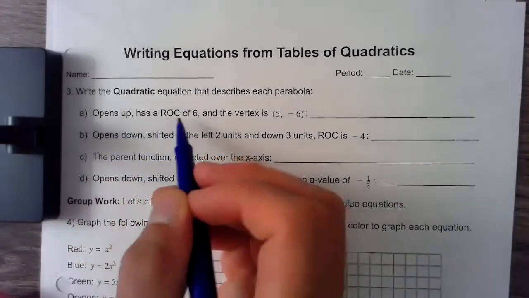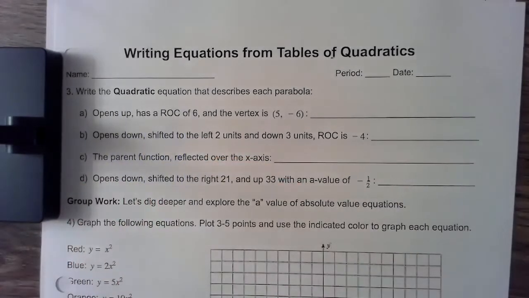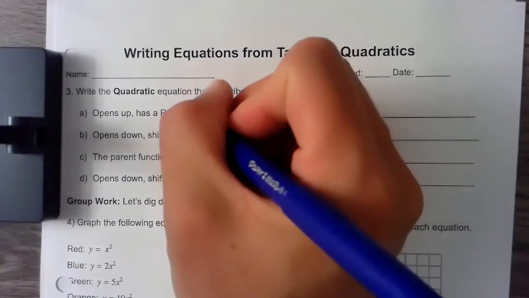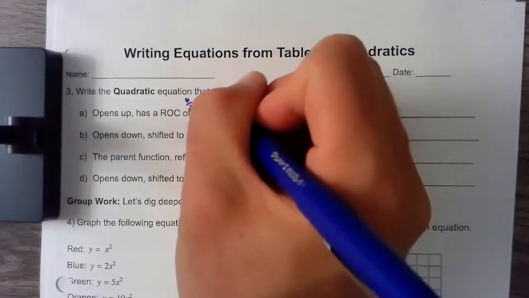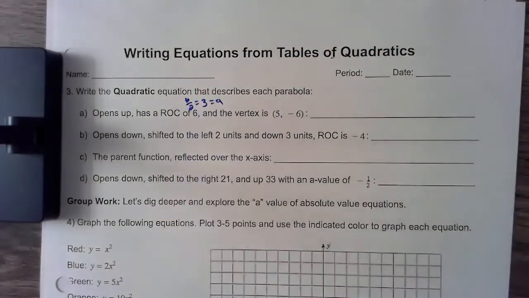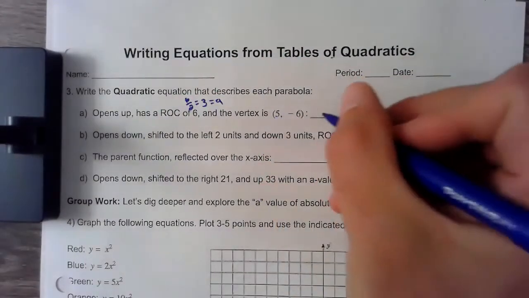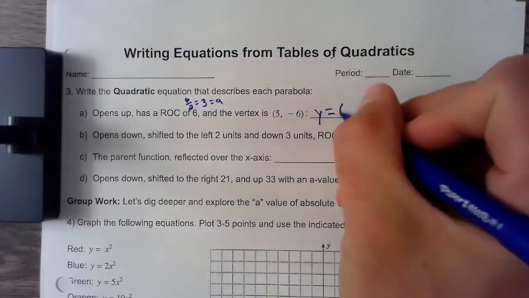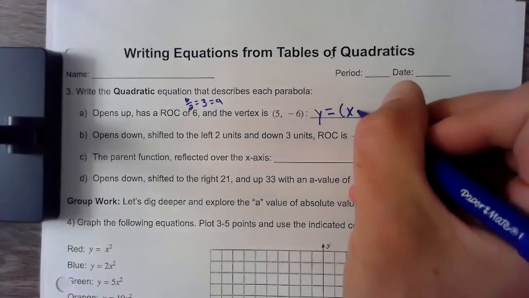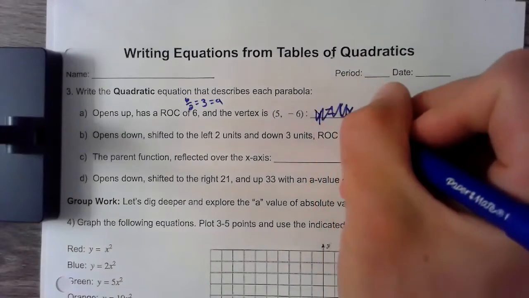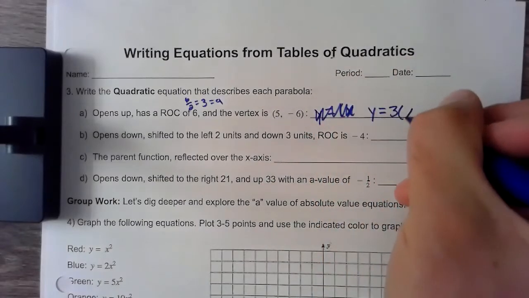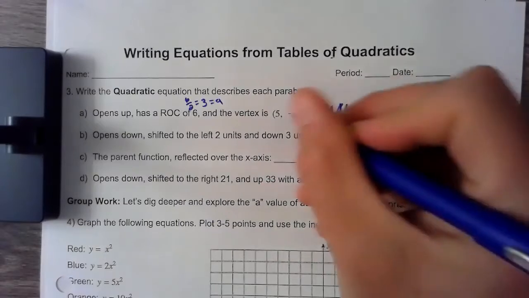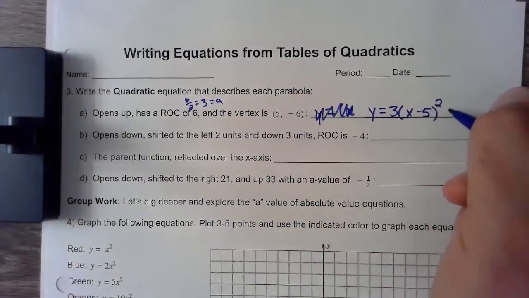So it opens up, has a rate of change of 6. Remember, that's not what goes in our equation. We need to take 6 divided by 2 to get 3, and that's our a value that we want to use in the equation. And then we have our turning point. So it's y equals x. Oops, let's try that again. y equals 3 times x minus 5, switching the sign, always squared, and then -6.